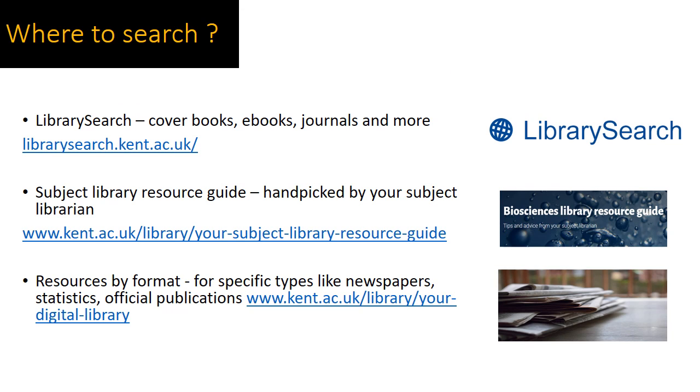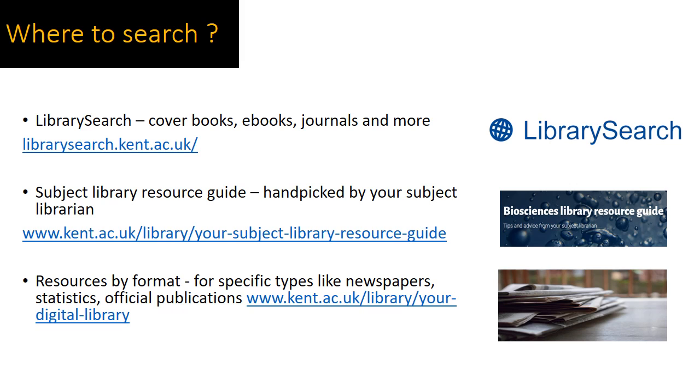So a key part of your search strategy is deciding where you're going to search, where you're going to conduct your searching. So we've used Scopus as an example, which is a database which indexes journal articles. You might want to use this, but there are other starting points for you to look at. So the first is Library Search, which is our library catalogue. So that includes books and ebooks, but also many journal articles and much more.